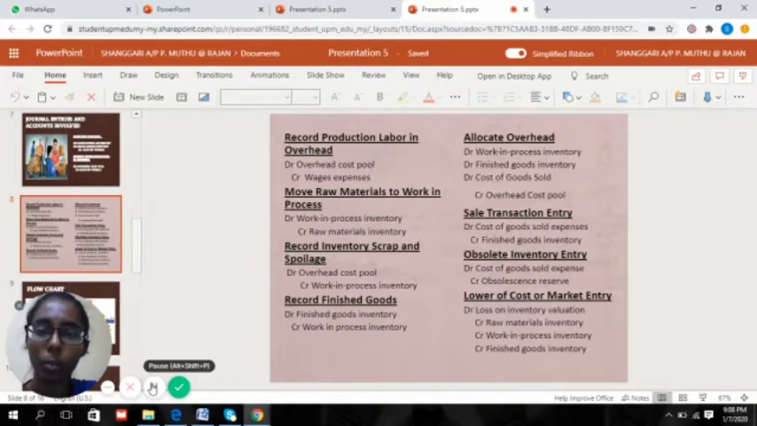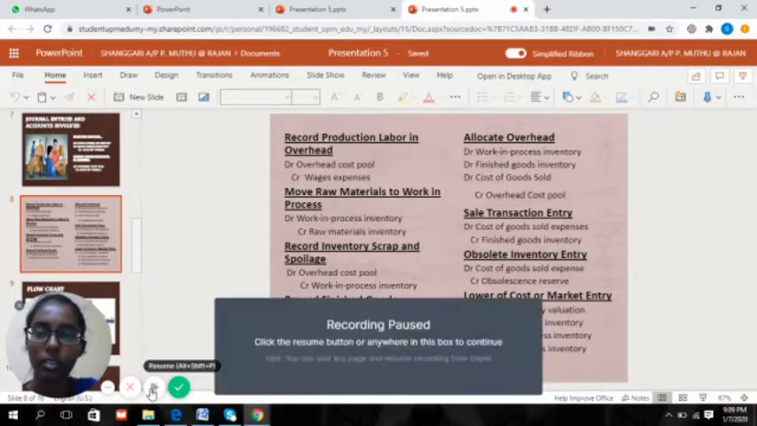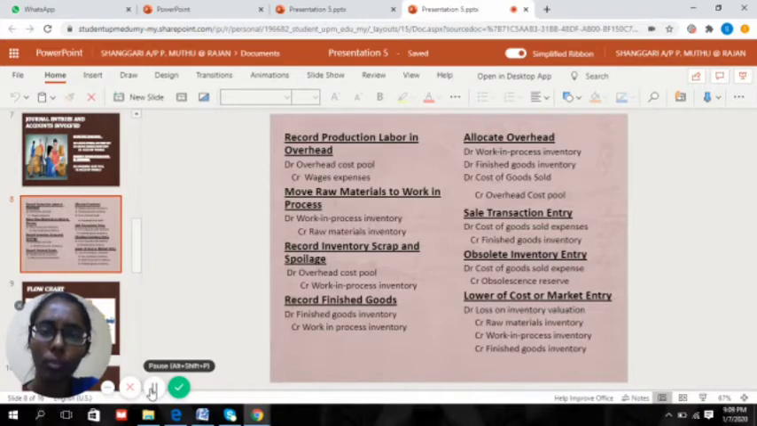And then record production labor in overhead. Typically, this is the application of the salary value into cost databases. The entry will be debit overhead cost pool and credit wages expenses. Move raw material to work in process: debit work in process inventory and credit raw materials inventory. And then record inventory scrap and spoilages.